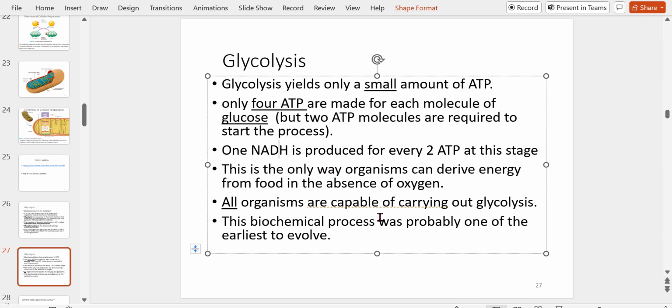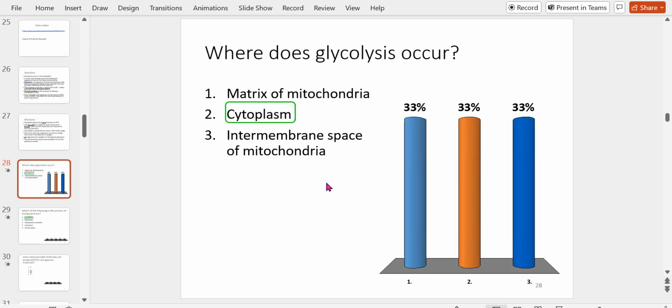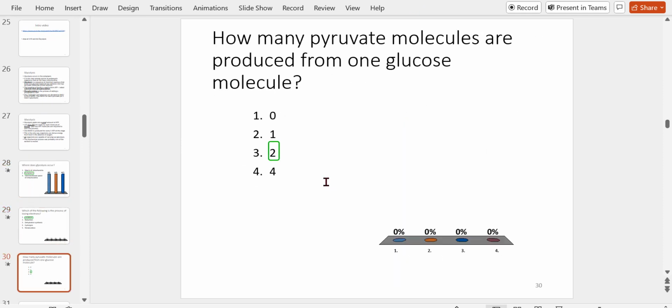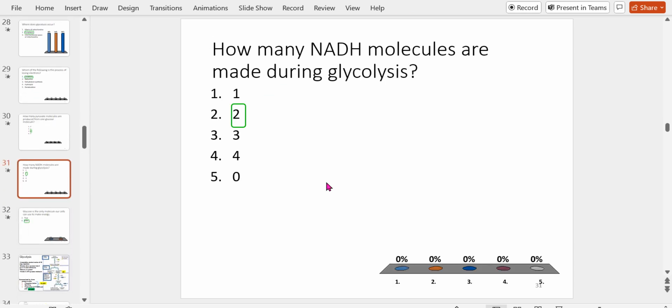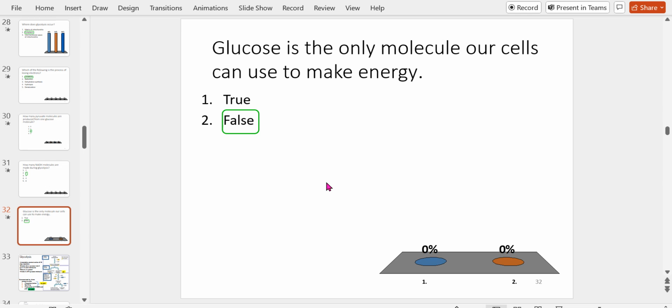This is the only way organisms can derive energy from food in the absence of oxygen. All organisms are capable of carrying out glycolysis. This biochemical process was probably one of the earliest to evolve. Okay? There are some questions for you. Have a look at those and let me know if you have any trouble. Lots of fun.